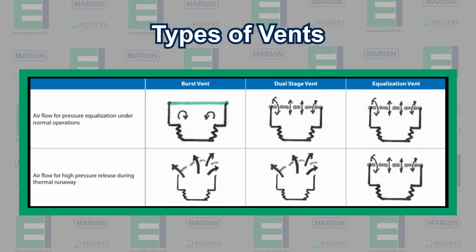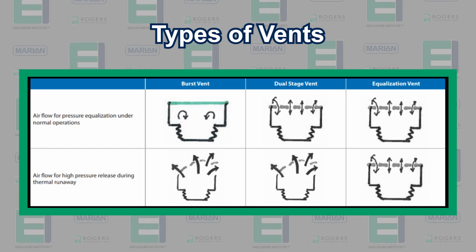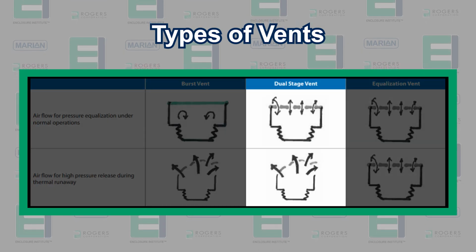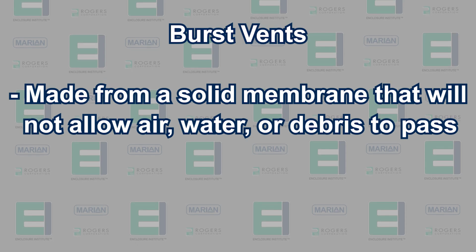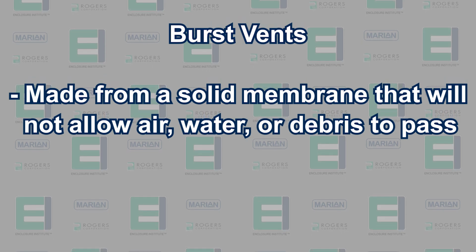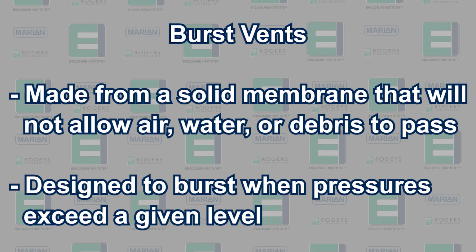In addition to a breathable vent, there are 2 other types of vents that we want to briefly discuss. Those are burst vents and dual-stage vents. A burst vent is typically made from a solid membrane that will not allow air or water or debris to pass, but it's designed to burst when the pressure exceeds a given level.